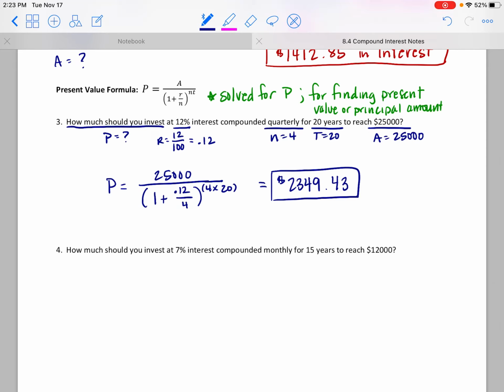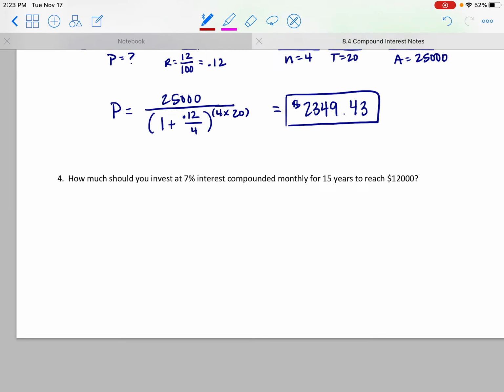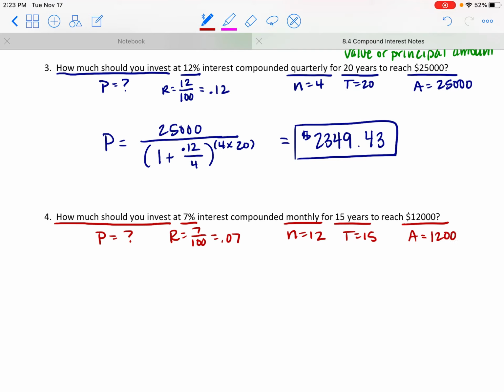Now, I don't know how reasonable it is to be able to find an investment option like that or to be able to plop down $2,300, but there it is. All right, let's try one more. By all means, if you're feeling comfortable with this and you want to try on your own, give it a shot. This one is again saying how much should you invest, meaning you don't know the principal or starting amount, at 7%. So our rate is 7 out of 100 or 0.07, compounded monthly, so n is 12, for 15 years, so t is 15, to reach a final amount of $12,000.